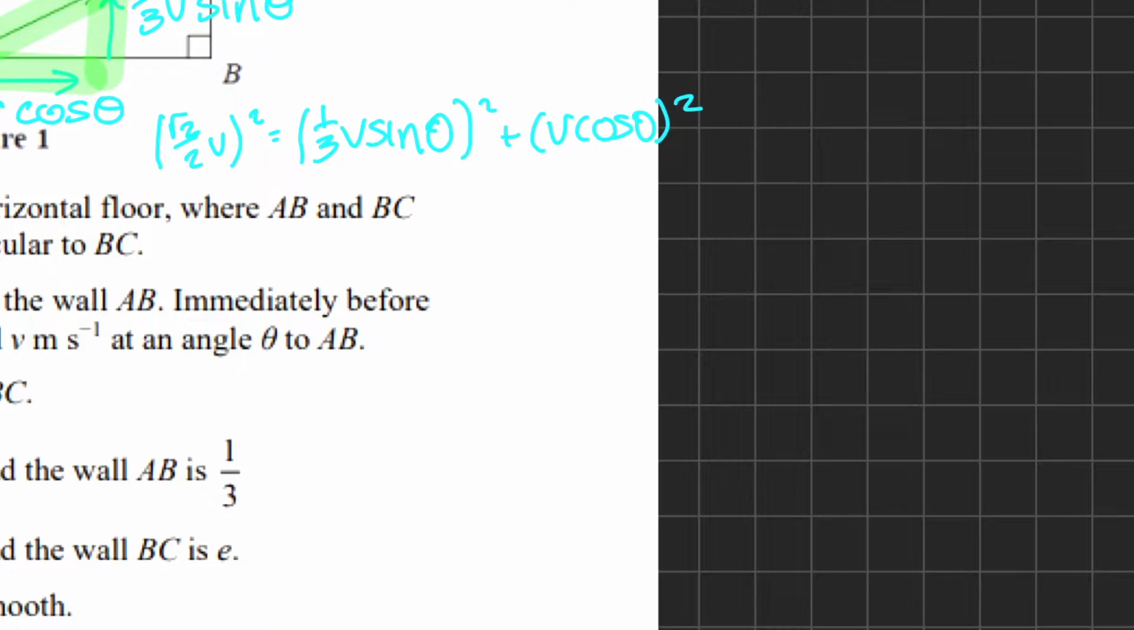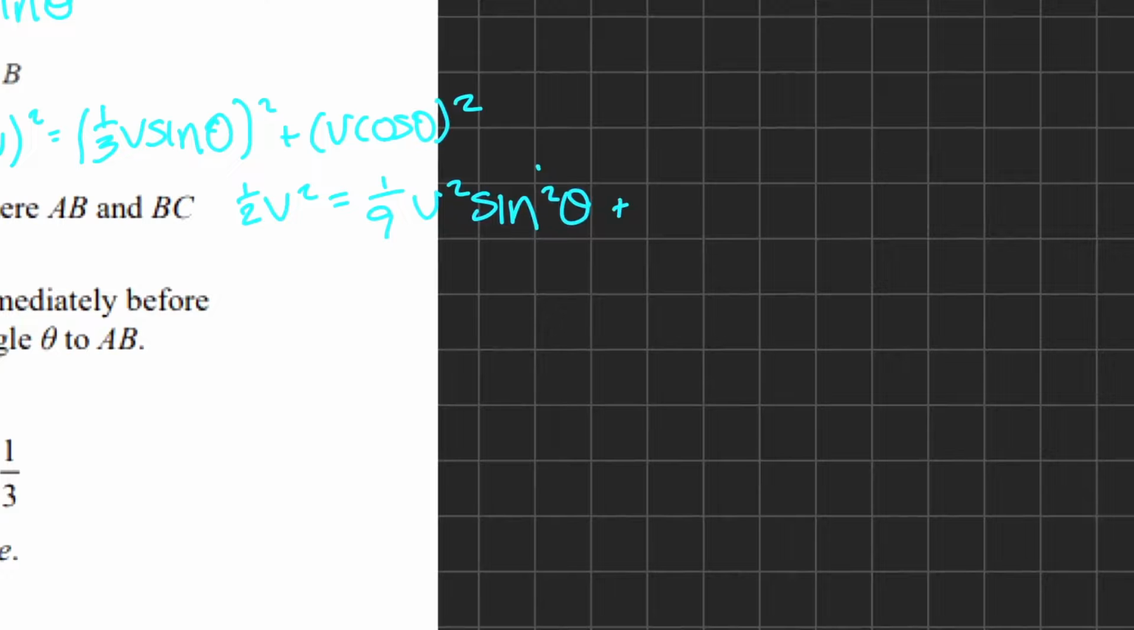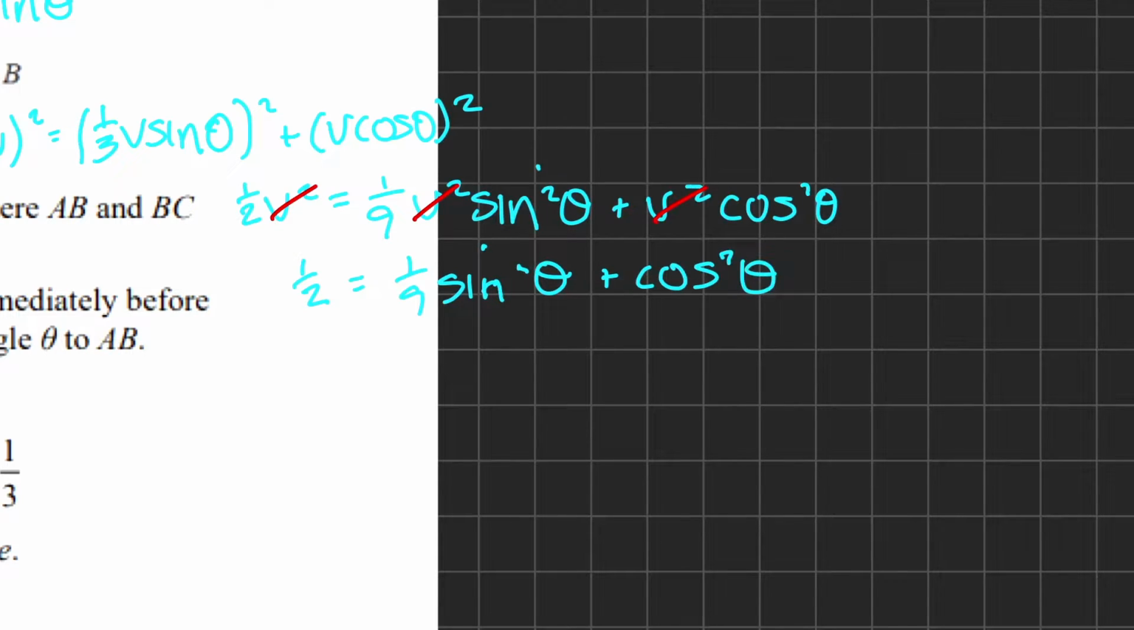And let's just solve this equation for cos theta then. So we get a half v squared on the left equals a ninth v squared sine squared theta plus v squared cos squared theta. Now what we can do is cancel out the v squareds, like so. So we get a half equals a ninth sine squared theta plus cos squared theta.